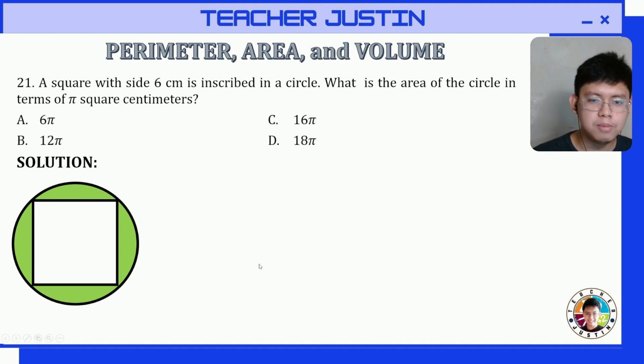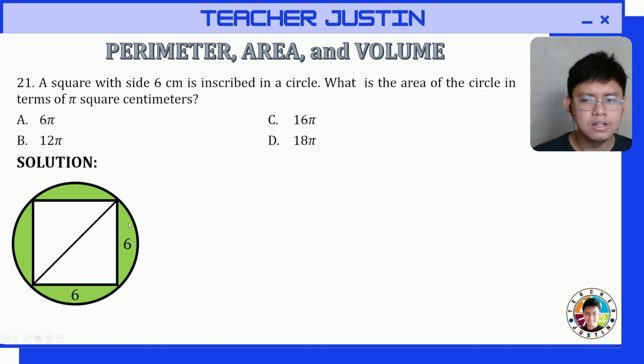Now, according to the problem, yung dimension ng square natin is 6 centimeters. So, meron tayong 6 dito at 6 sa baba. So, equal yung mga sides natin. Now, we're asked to find the area of the circle. So, the area of the circle is pi r squared. So, kailangan nating makuha yung radius ng ating circle. Now, to get that, we have to find the diameter. And to get the diameter, okay, kailangan natin kunin yung diagonal ng ating square.